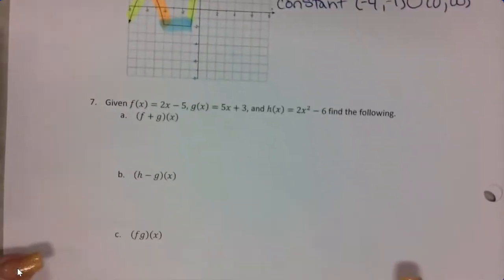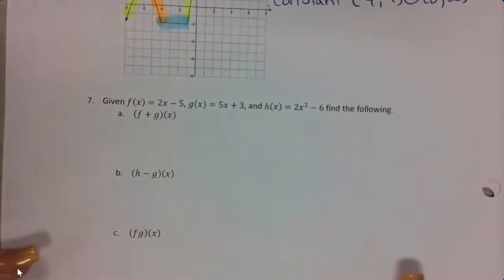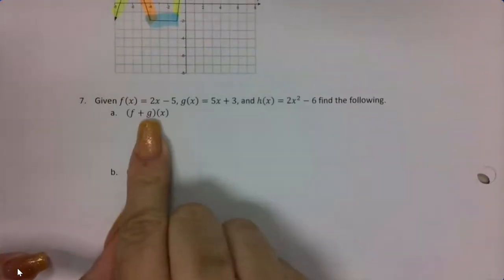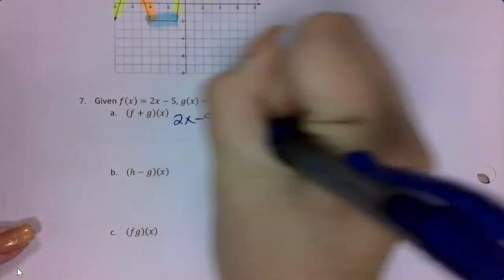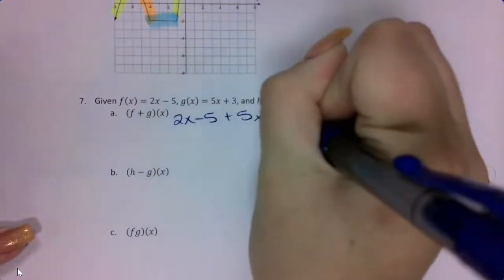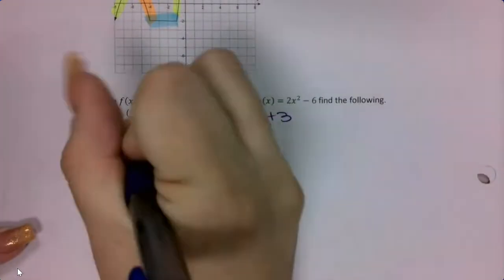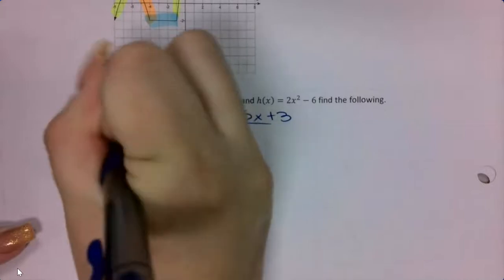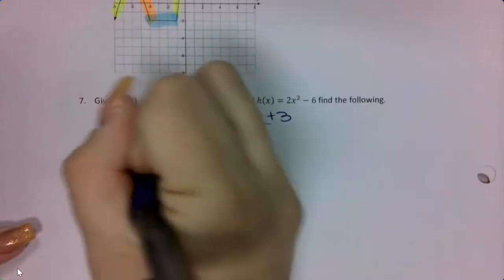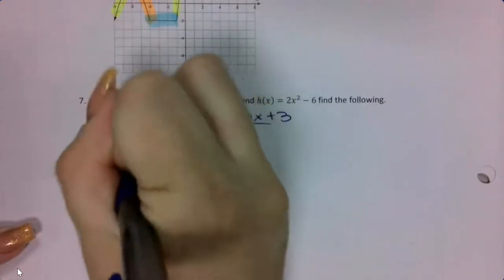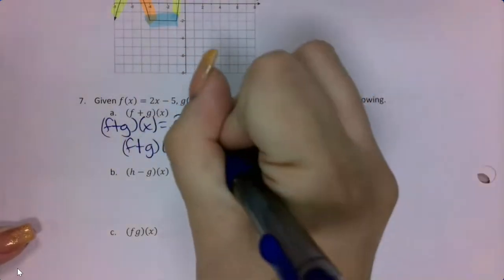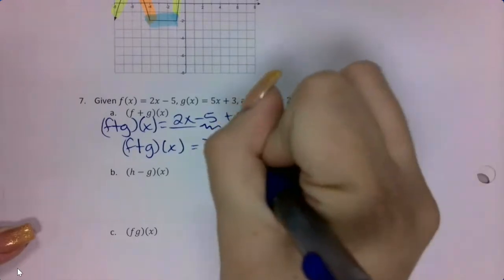Number 7 gives me these functions and wants me to find the following. The first one is adding the two functions together. So I'm going to take 2x minus 5 and add 5x plus 3. Then I just combine like terms. 2 plus 5 is 7x. And then I have -5 plus 3, which gives me -2.